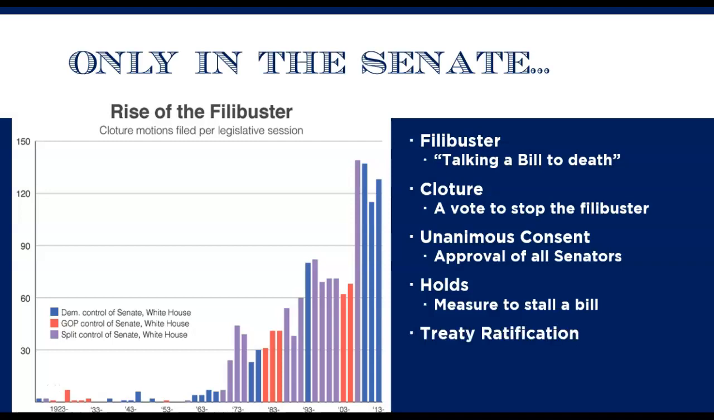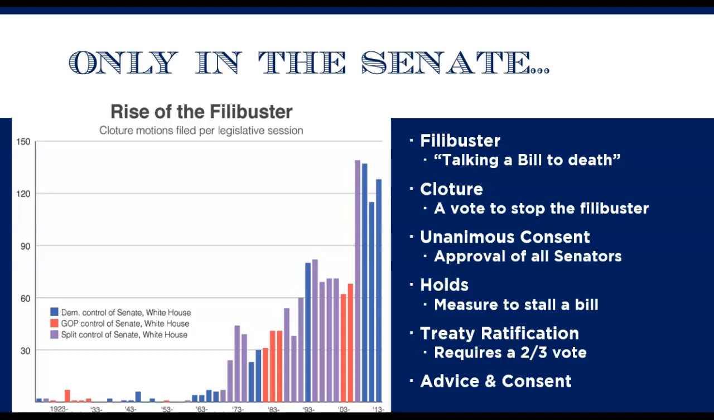You have treaty ratifications. In Federalist 75, Hamilton argued that the Senate, not the House, should handle treaties in foreign affairs due to its continuity: smaller, less turnover, things like that. So they felt that the Senate should handle all that, and it requires a 2/3 vote to ratify any treaties.